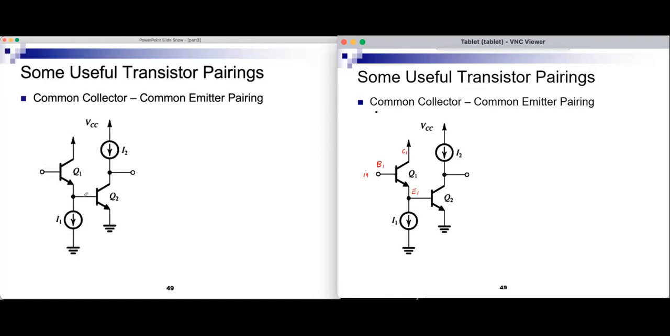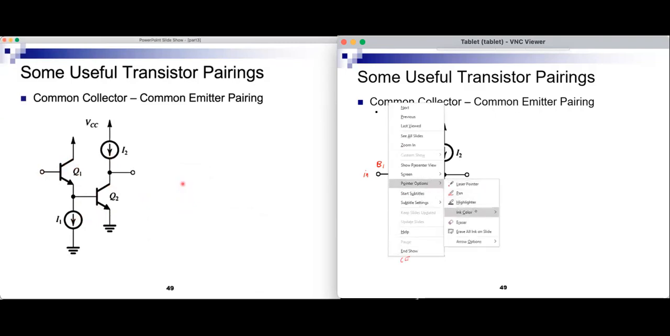And then this is the intermediate output between the two stages. This becomes the input of the next stage, and this is going to the base of Q2. And this is the second stage, and the output is taken from the collector and the emitter is grounded. So this is our friend, the common emitter. So in fact, this is common collector, common emitter, CC, CE. And these two sources are there to bias the transistors in the active region. As we know, we have to make sure that they're biased in the active region to give us good amplifier characteristics.